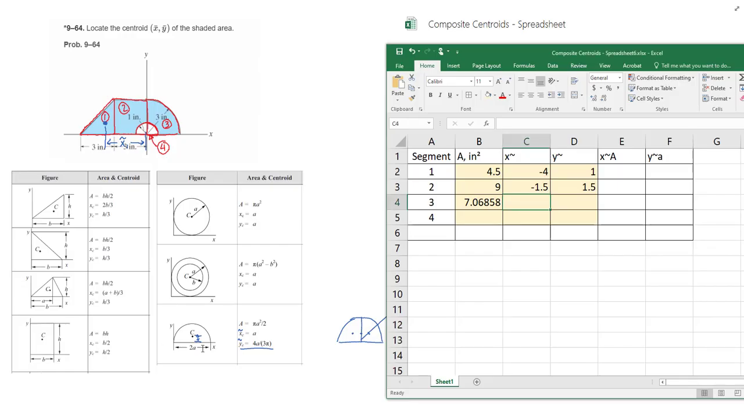So x tilde is going to be 4 times 3 divided by 3 times pi. Let's fix that. And y is going to be the same value. It's also going to be 4 times the radius of 3 divided by 3 times pi.